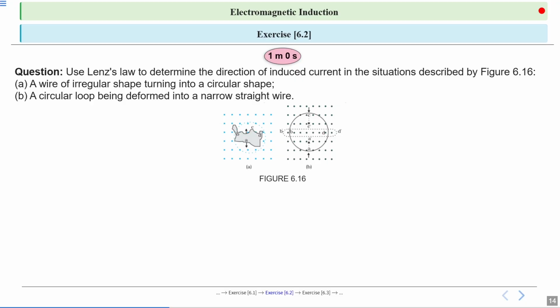So next question, exercise 6.2. Use Lenz's law to determine the direction of induced current in the situation described by figure 6.16. The first case is when a wire of irregular shape is turning into a circular shape, and when a circular loop is being deformed to a narrow straight wire. Okay, in both the cases, area is being changed due to which magnetic flux will change. So you have to find the direction of induced current according to Lenz's law. I will give you some time to think about it.